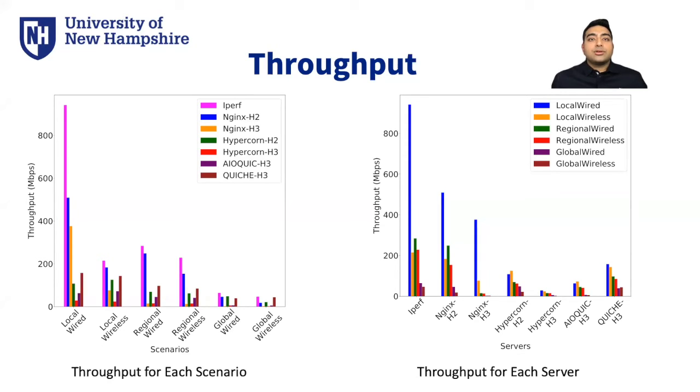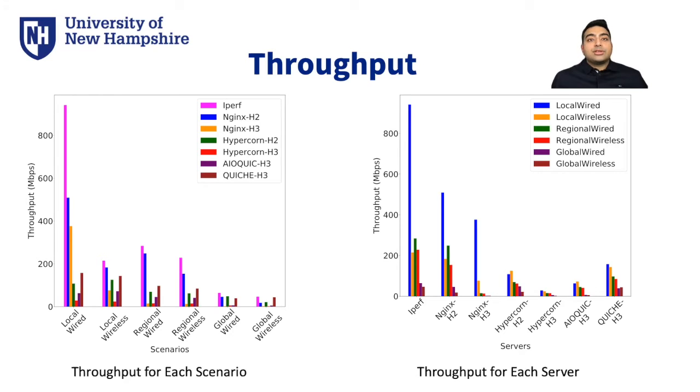In the right figure, we also see that different servers show huge differences in how they perform. It was observed that Nginx HTTP2 had the highest throughput in local and regional scenarios. However, Quiche HTTP3 had the highest throughput in the global wireless scenario. Nginx HTTP3 throughput dropped considerably from the local wired to the global wireless scenario, whereas the throughput of other HTTP3 servers did not dip so drastically. We see that HTTP2 throughput fared better than HTTP3 in all scenarios, with Quiche being the exception in the global wireless scenario, as said before.